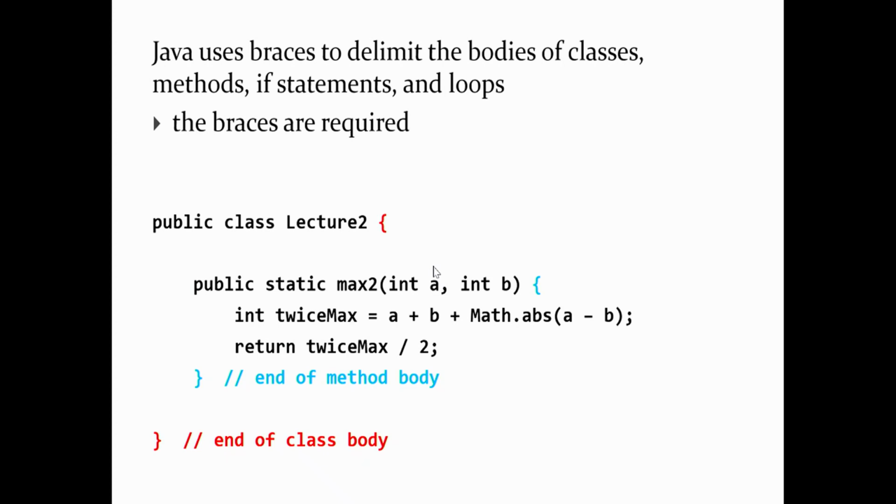Talking about braces, Java uses braces to delimit the bodies of classes, methods, if statements, loops, and other things as well. Braces are required. So those red braces delimit what's called the block of code that defines the body of the class. The blue braces define the block of code that delimit the body of the method. They are required for the class, and they're always required for methods. So whenever you write a method, you write down the method, and then right away it's brace, brace.